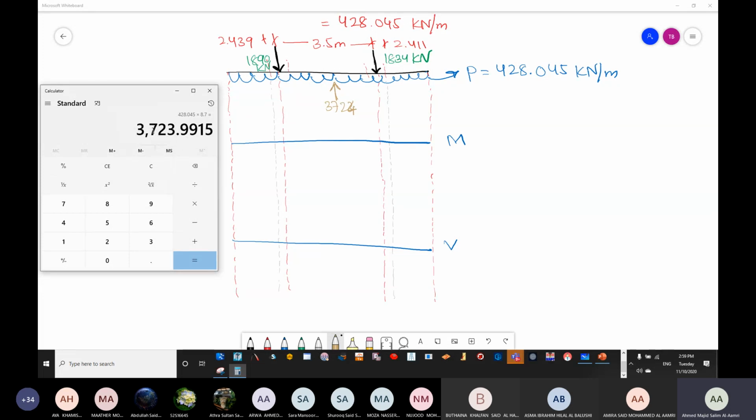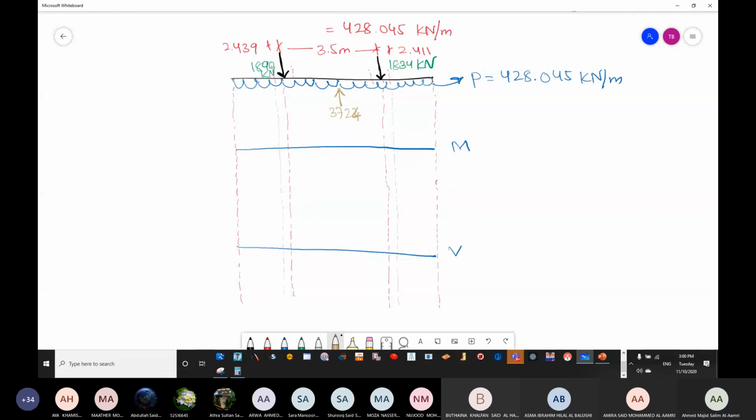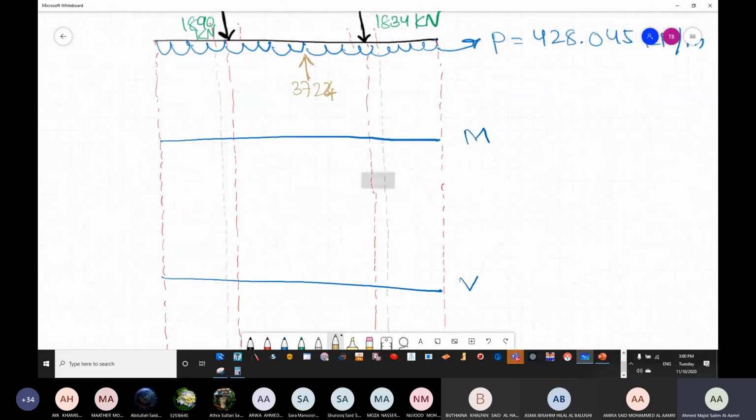So now we have 3,723 as upward force. We have two downward forces. The resultant of these forces should equal zero. Otherwise, this is not in equilibrium and you cannot solve for it. So we reduce the first one, we reduce the second one, and you can see that we are already reaching the value of zero. It means that the sum of vertical forces is equal to zero. That's one of the equilibrium conditions, right? Are we clear? Correct. Okay, good.